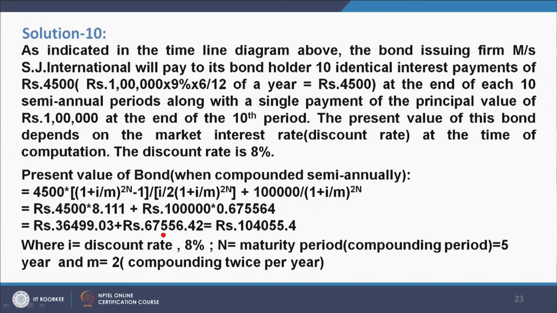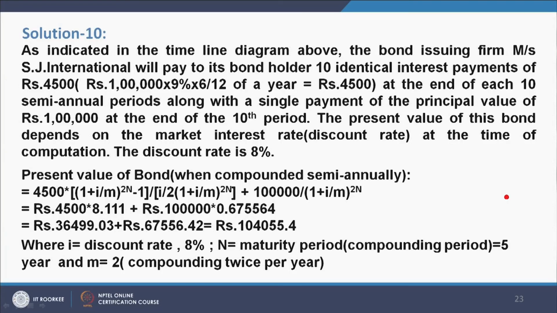This comes out to be rupees 1,04,055.4, where I is the discount rate 8%, N is the maturity period which is 5 years, and M equal to 2, that is compounding twice per year. The present value of 36,499.03 of the annuity. Now, from where this 36,000 has come?